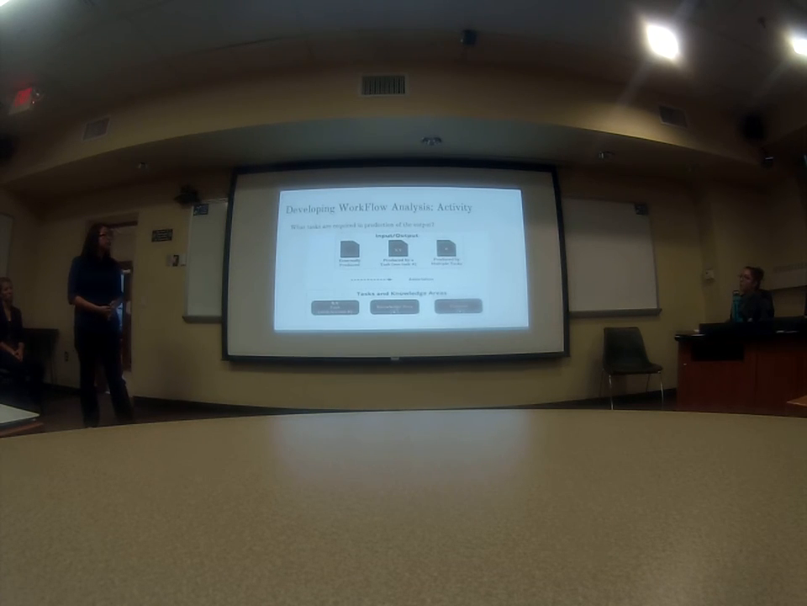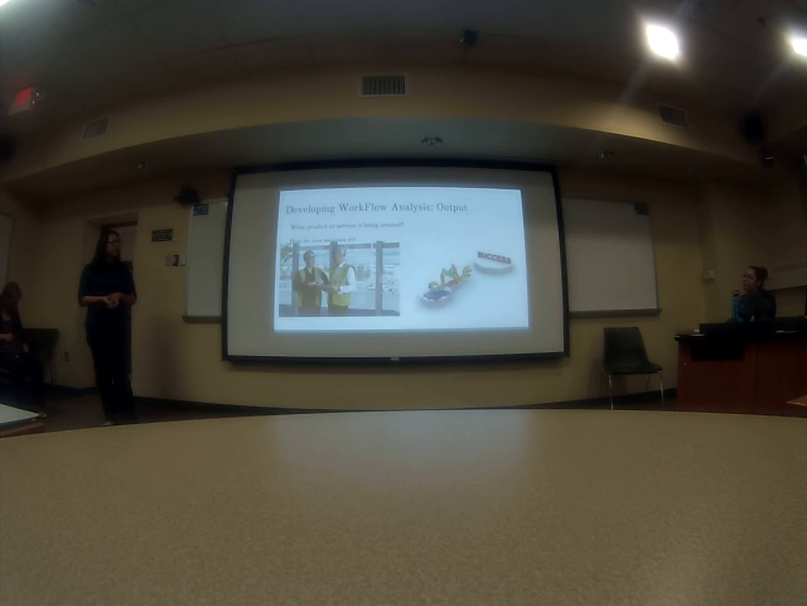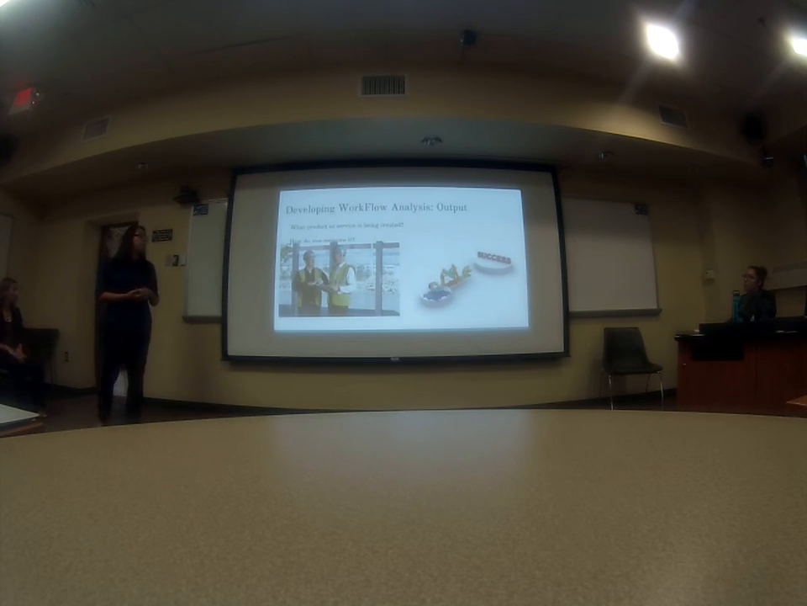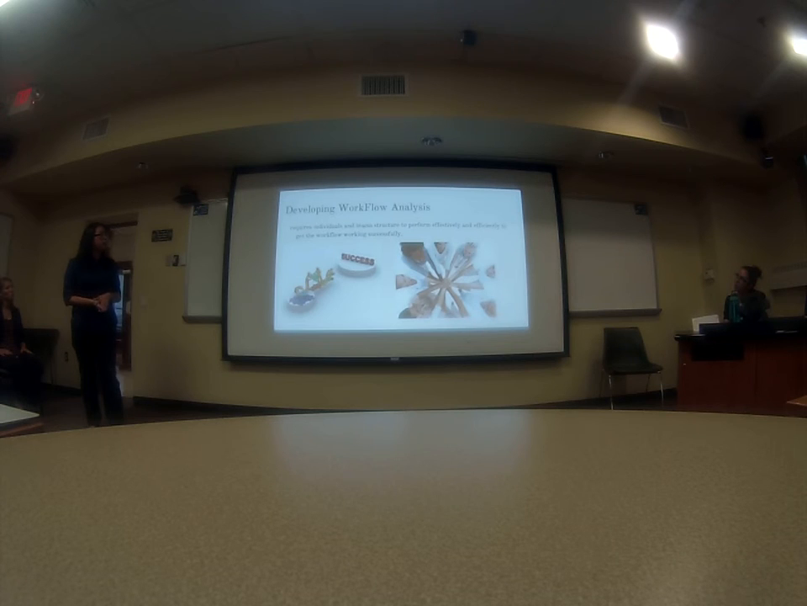And then after they figure out those three, it's activity. What tasks are required in production of the output? What would those employees need? What tasks are the employees doing to create the output? The last one is output. How do they measure it, and what product or service is being created? For construction workers, they're building houses. So how would they create it? How would they measure what they need for the success of building stuff? So developing workflow analysis requires individual and team structure to perform everything efficiently and effectively to get the workflow working successfully.